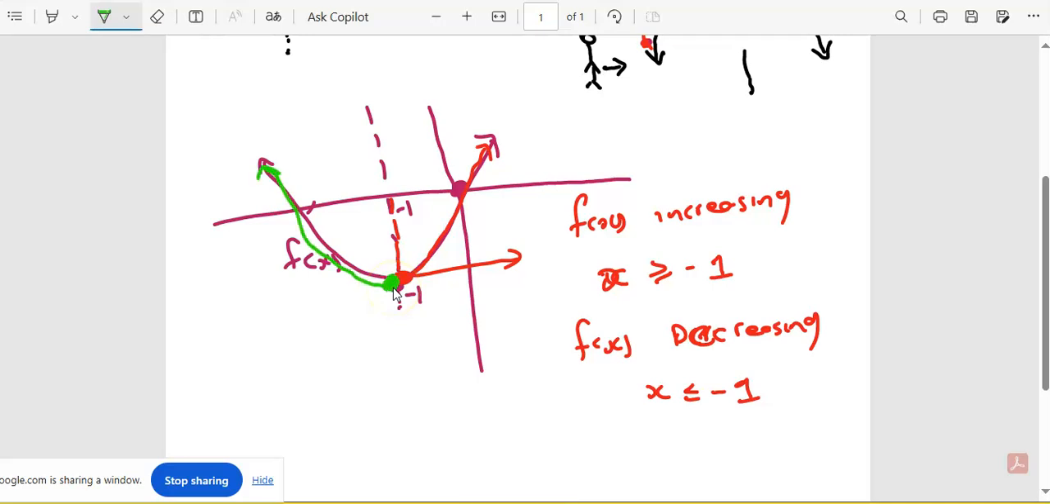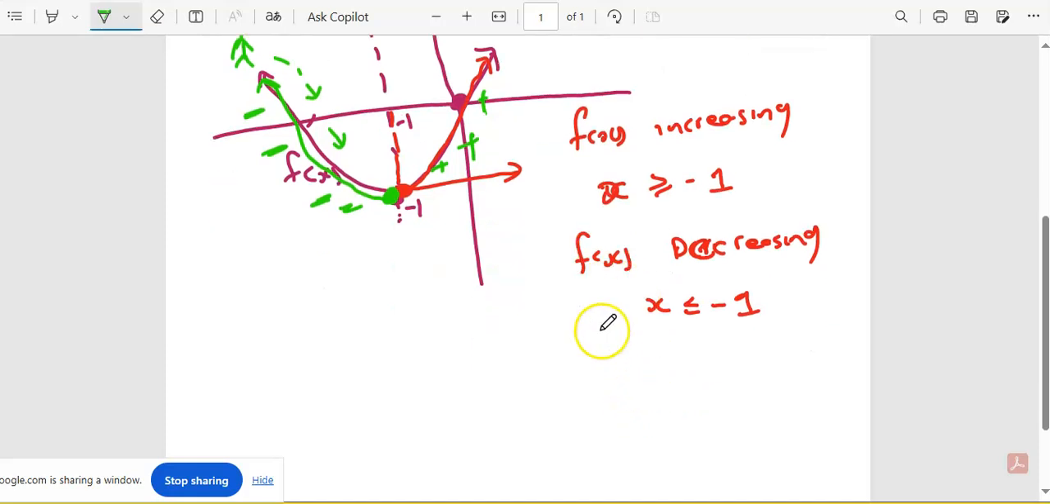Why? Because if you always walk from left to right, you are always walking in that direction. So the moment you start going this side, you are going down. So this is decreasing. Another thing I want to add is that whenever you are decreasing, the gradient is negative. The gradient of this graph here is negative this side. But once it reaches this point, it becomes positive. You understand? When you are increasing, the gradient is positive, and when you are decreasing, the gradient is negative.